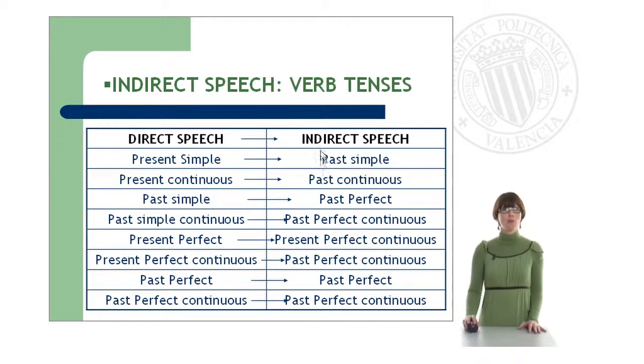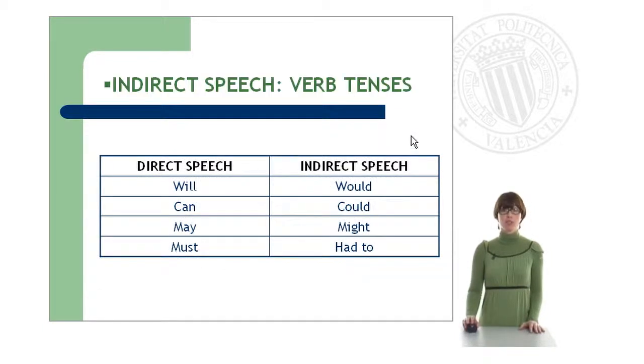Here you have a table with the necessary changes that you have to make in all the verb tenses, from direct speech to indirect speech. Okay, and now you have changes for the future, will and would, and for the modal verbs. Can gets to could, may to might, and must to had to.